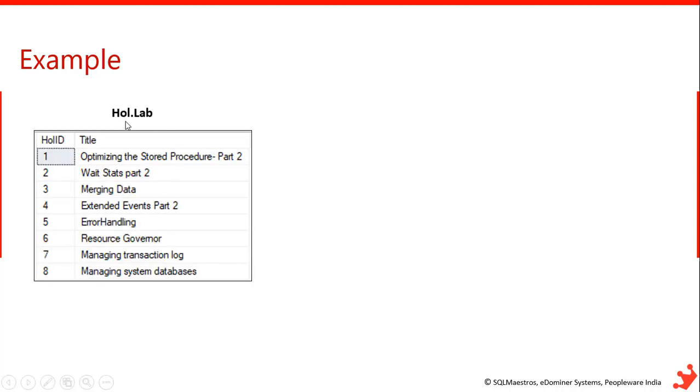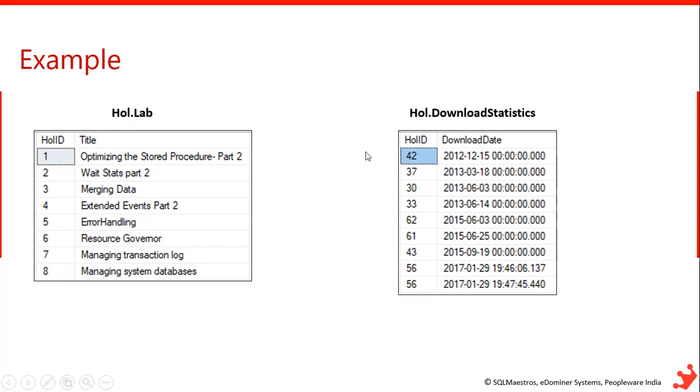So we have a table called HOL.lab which contains all details regarding each lab that is available in hands-on labs. And we have another table called HOLs.download statistics, which contains all the download details of each lab that was downloaded by the subscribers. So these are the two tables available in our SQL Maestros database. If you observe, we have a common column called HOL ID.